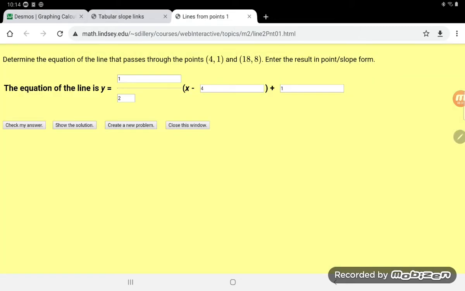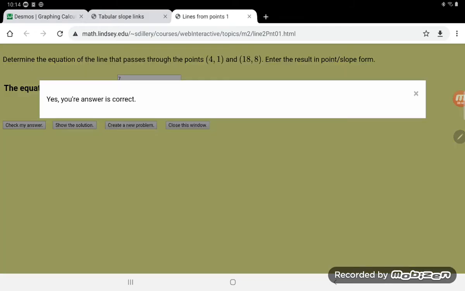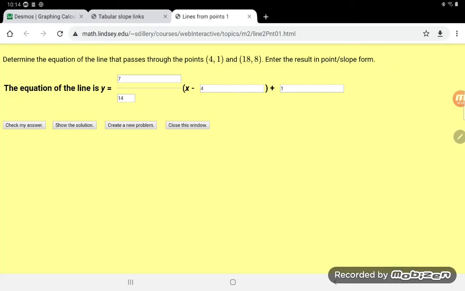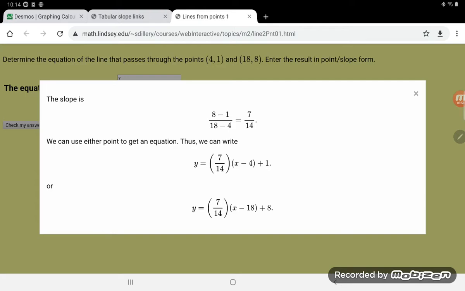Now, I could go back in here and try 7 over 14 and check my answer. And see, it still says it's correct. It's happy with that. And let's look at the solution.